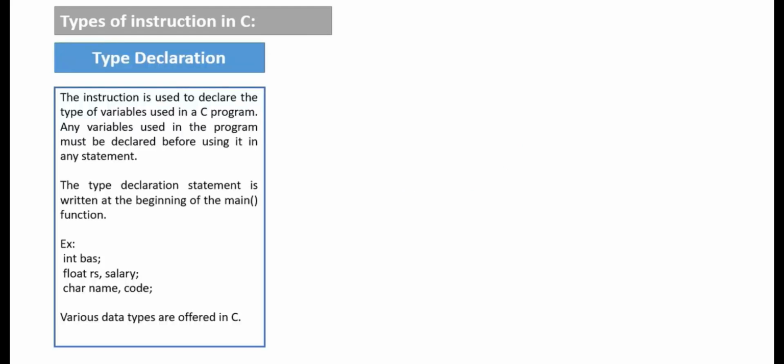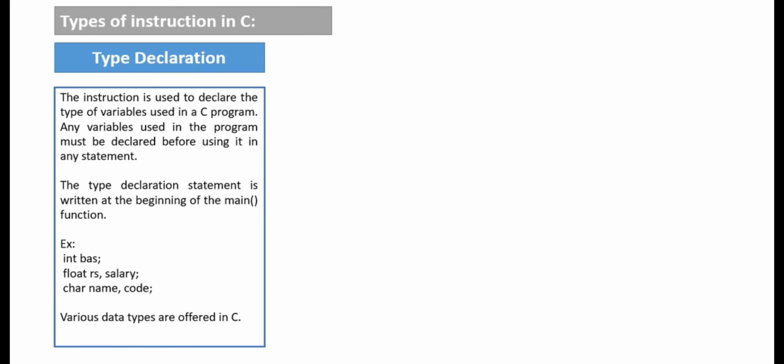So let's start. Instructions in C are broadly classified into three categories. The very first is type declaration instruction. These instructions are used to declare the type of variables used in a C program. Any variable used in the program must be declared before using it in any statement. The declaration statement is written at the beginning of the main function.